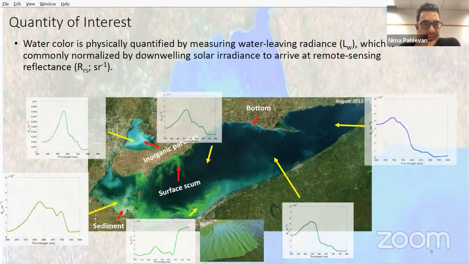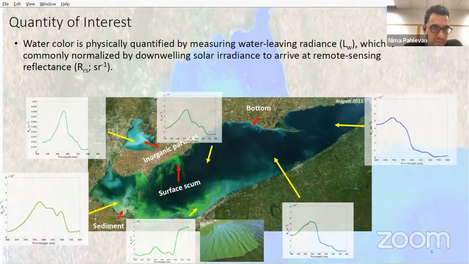Further down, towards the southwestern portion of the lake, we're looking at surface scums, which are similar to vegetation. As you can see, we also see a significant peak that plateaus in the near infrared, meaning that you're basically looking at vegetation over water, and that's a surface scum.